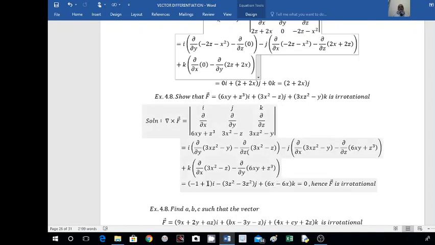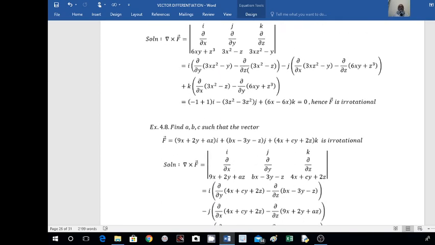See here, plus 1 minus 1 is 0, 3z square minus 3z square is 0, 6x minus 6x is 0. So therefore we are getting it equal to 0. What we got here is del cross f equal to 0. Therefore we say that the vector function f is irrotational.